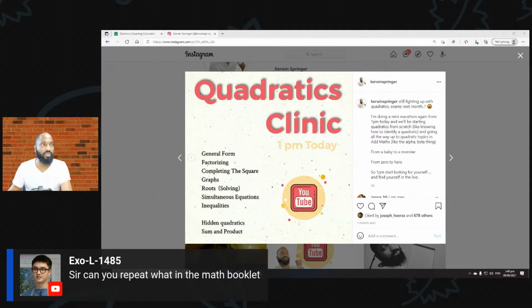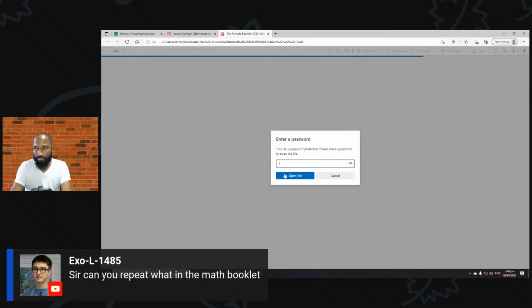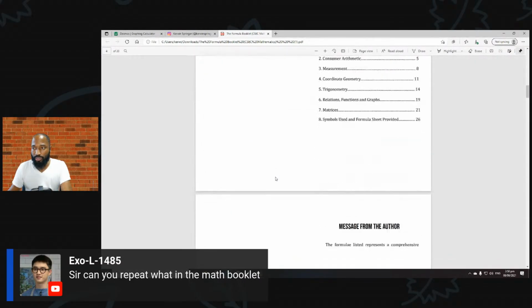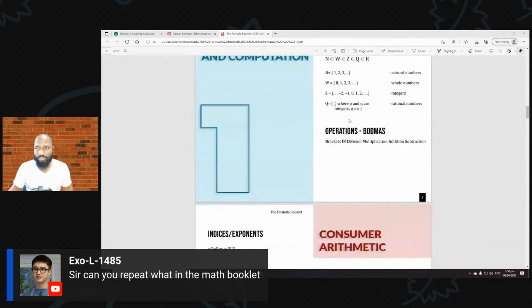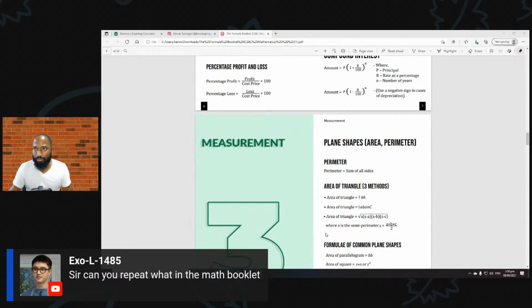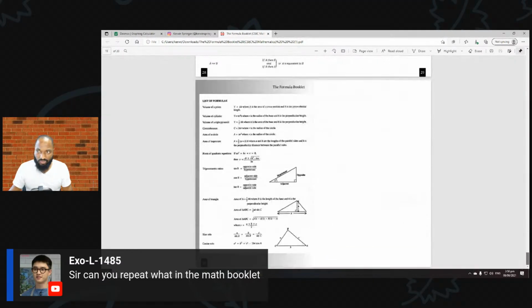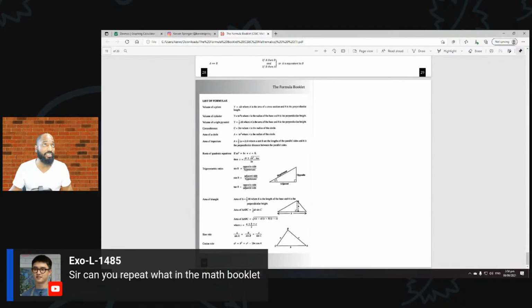I'm back on. I had to download it and bring it up. Here it is, the CXC math formula booklet. All the formulas for CSEC maths. So, like plane shapes, perimeter, area of a triangle, and so on. All the formulas, you can print it out, and it even has all the common terms and those kinds of things. That's that. Let me show you the next one.